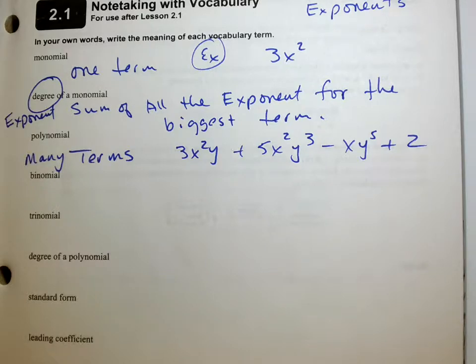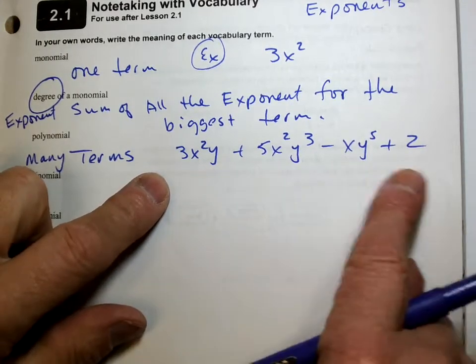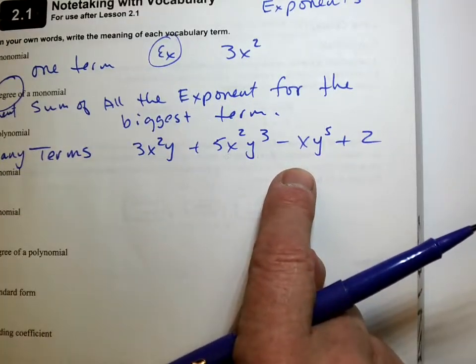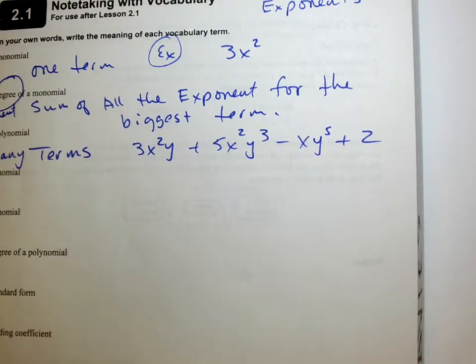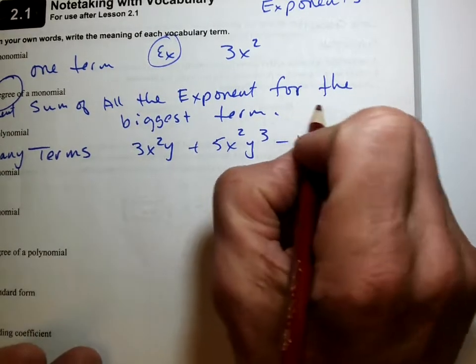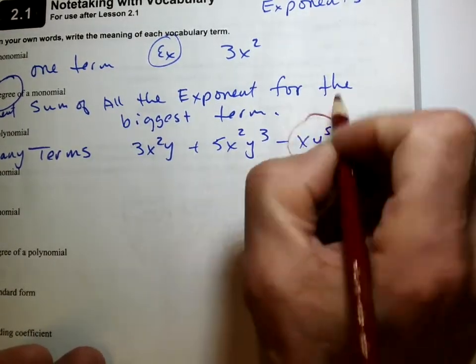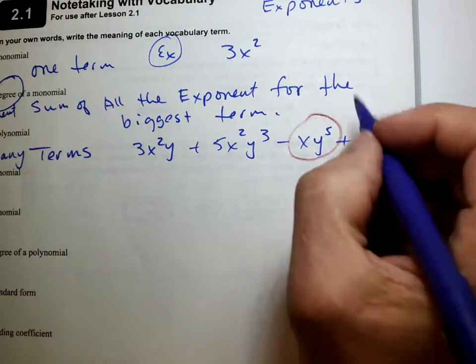Otherwise you'd have a quadnomial and a pentonomial and a hexanomial and an octanomial. It sounds kind of dumb, doesn't it? So anything more than 3, 4 or more, is called a polynomial. Now take a look at this. Ready? I want you to watch. The degree of this one is 6.